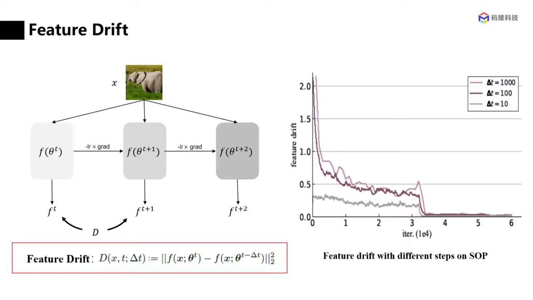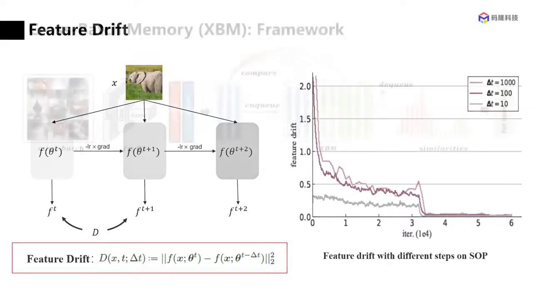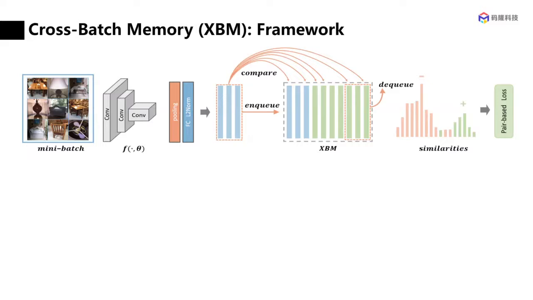As shown in this figure, we can find that except for the first several hundred steps, the feature drift is actually very slow even under a large interval of 1,000 steps. This inspires us to explore the features computed at past training iterations and enables us to access the whole training set using such past features. We propose cross-batch memory to catch the features computed in past iterations.